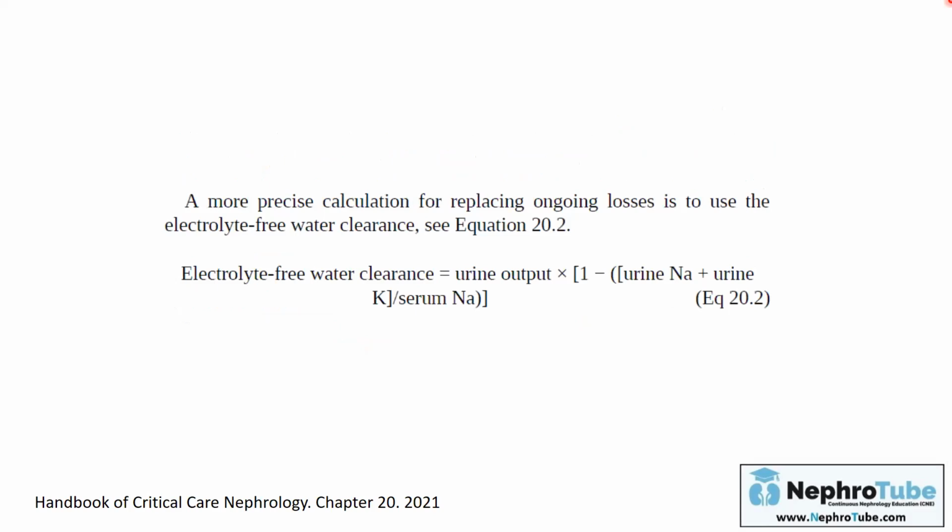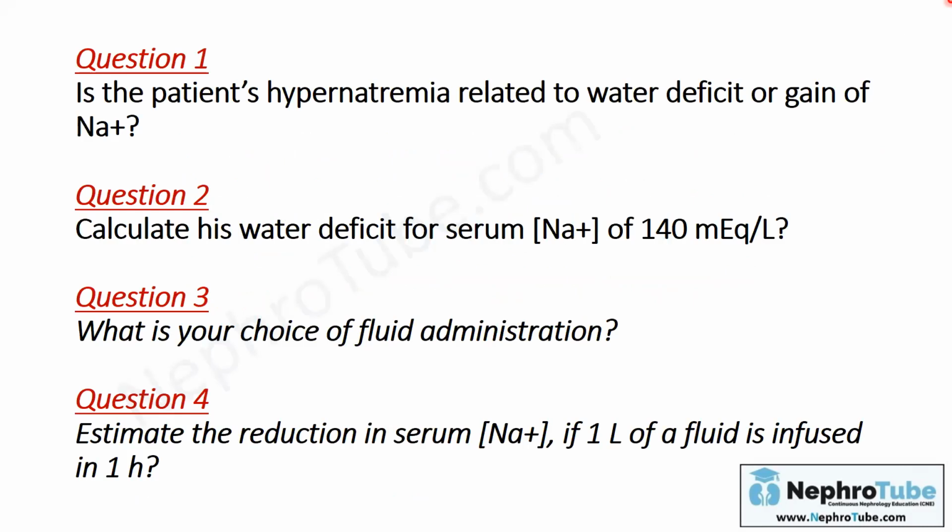Another way, which is more complicated, and we mentioned that equation maybe before in the management of hyponatremia, is to calculate exactly the electrolyte-free water clearance of the patient, which is calculated by multiplying the urine output by 1 minus urine sodium plus urine potassium over serum sodium, but this may be more complicated and not as practical as the previous ways. So now we diagnosed the cause of the hypernatremia of the patient in question 1.